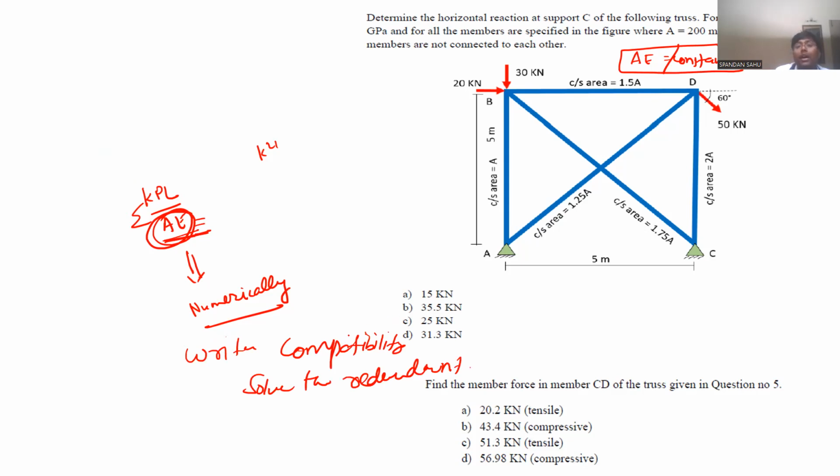See, if they are asking to determine the horizontal reaction at support C, so you will take which one as redundant? Sir, that one force at the D point is in an angular direction, means we have to decompose that too. You can decompose it anyhow. That will be D cos 60, D sin 60. There is no problem in that.